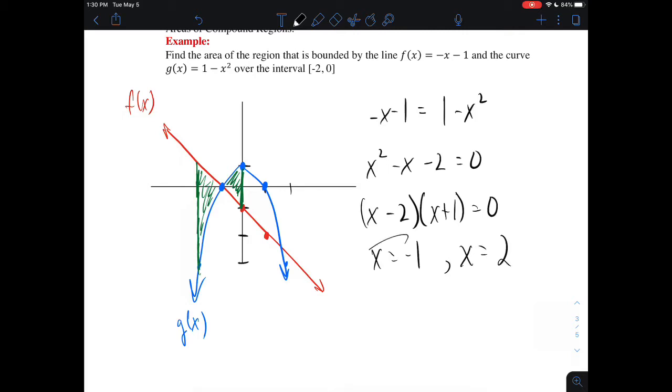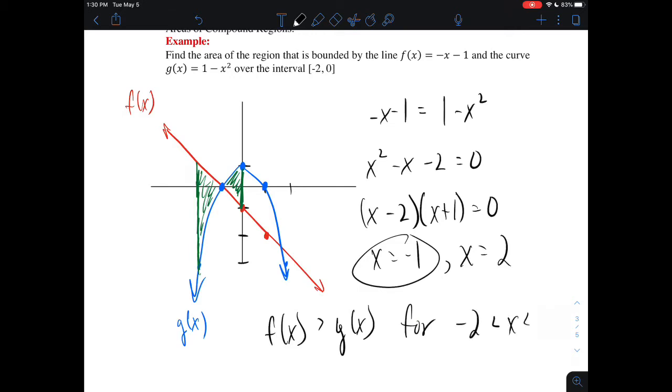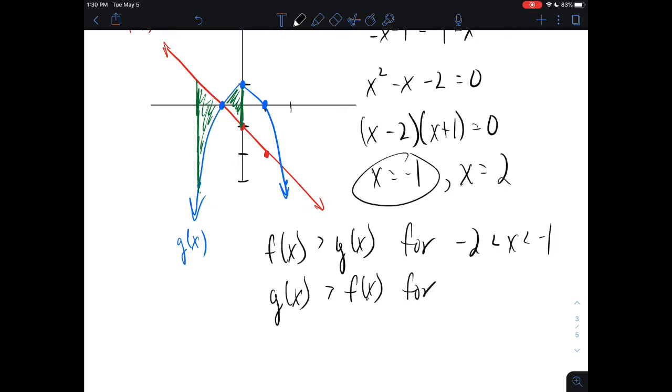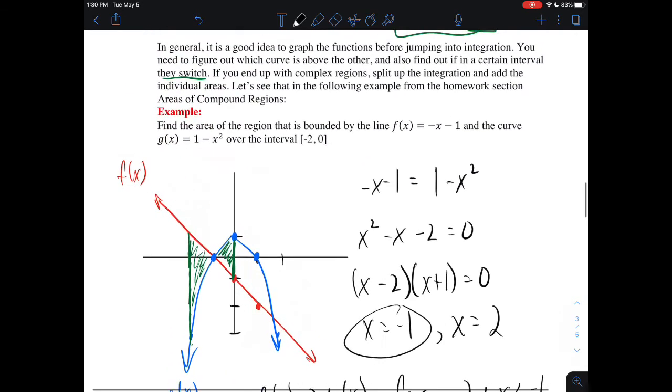So they definitely intersect at negative 1. And then we can say f of x is greater than g of x for x between negative 2 and negative 1, but then they switch. g of x is greater than f of x for x between negative 1 and 0. So what does this mean for our area?